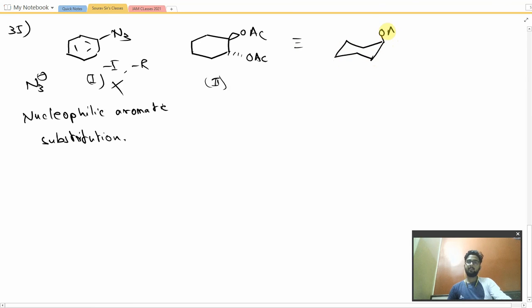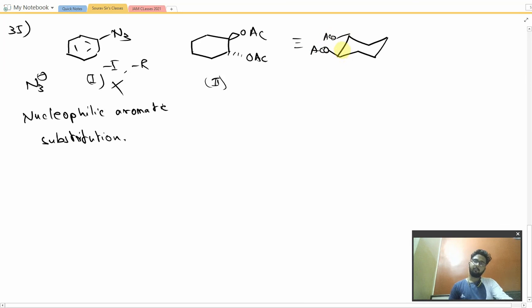At one time it is OAC above plane. I'm sorry. This one is below plane, obviously OAC. Obviously it will be equatorial, so let us draw it in that way. So this will be OAC above plane, and here it will be below plane, OAC.